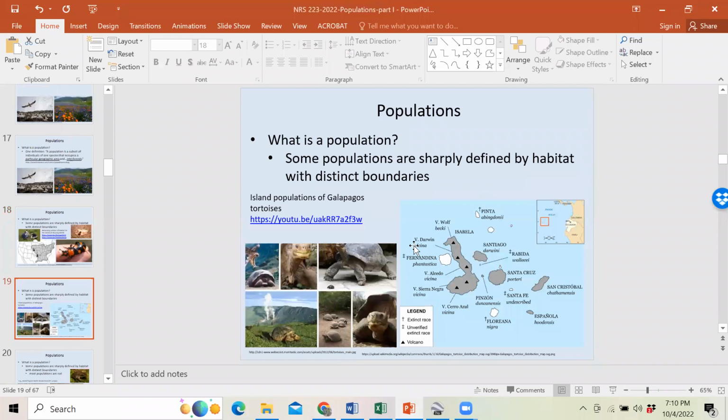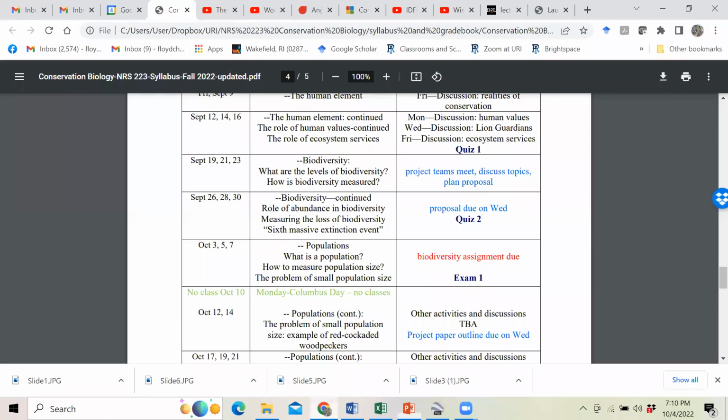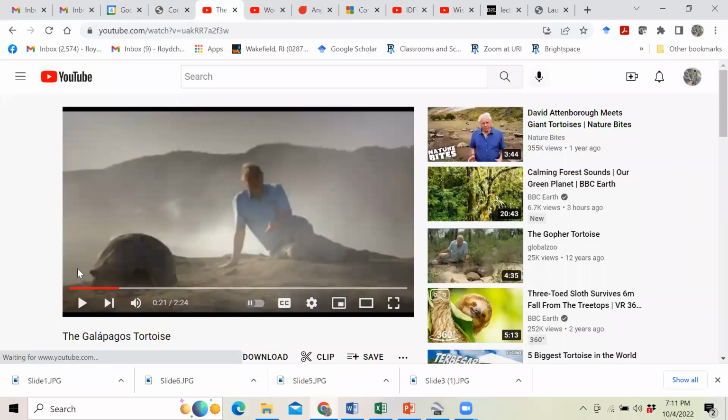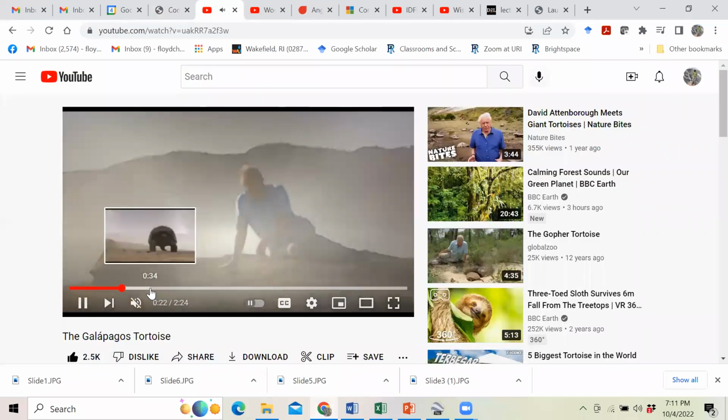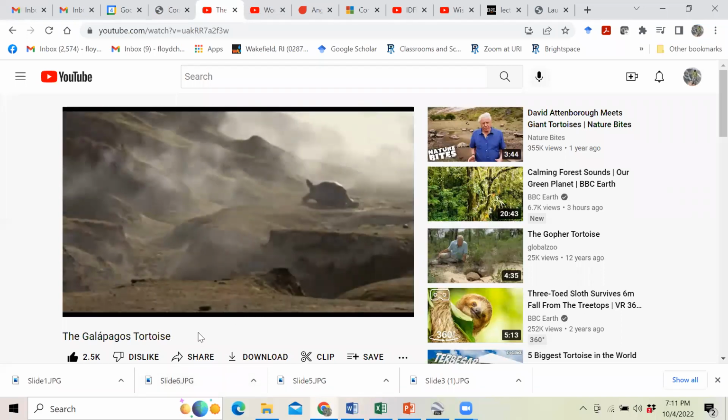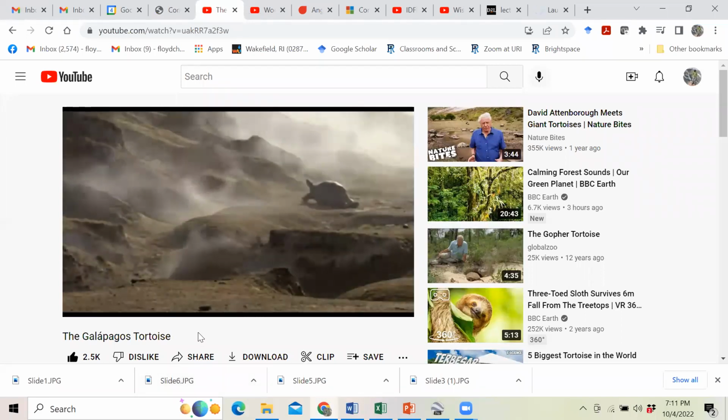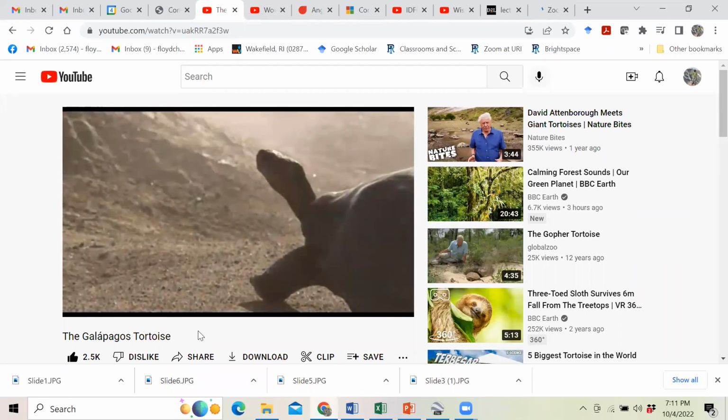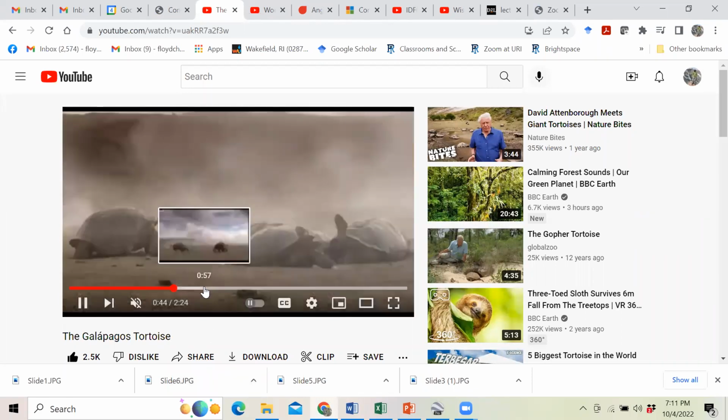Here's another example. Sometimes populations occupy islands. It may be, for example, the Galapagos tortoises. These are actually separate subpopulations of the same species. I think they're all the same species, but they cannot cross between the islands. The Galapagos tortoises on each island are isolated in those islands, and those are populations. We can call them populations, and you can just draw a line around the edge of the island, and that's the population.